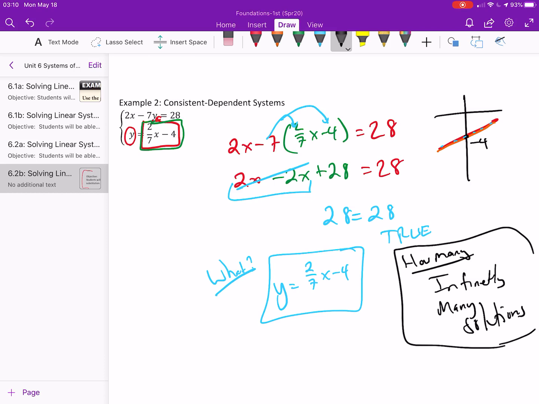solutions. So again, pay attention to what the question is asking you if it's asking you for what is the solution or how many solutions, because that does make a difference in what you'll give for your answer. Okay?